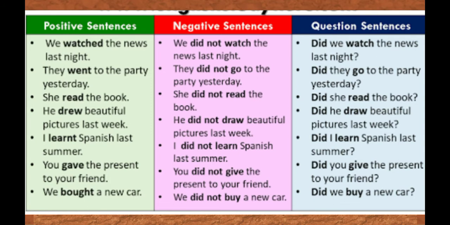Second sentence, they went to the party yesterday. In negative, they did not go to the party yesterday. In interrogative, did they go to the party yesterday? Third, she read the book. In negative, she did not read the book. In interrogative, did she read the book?